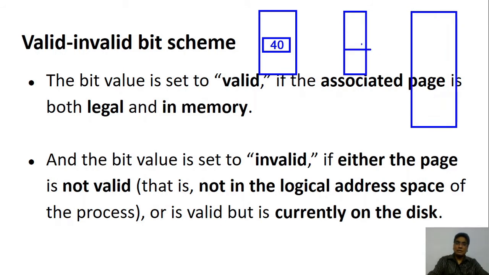So the mapping says that in location 5, page number 40 must be there. But as of now, some other page, let's say page number 8, is already there. Page number 8 is occupying frame 5.